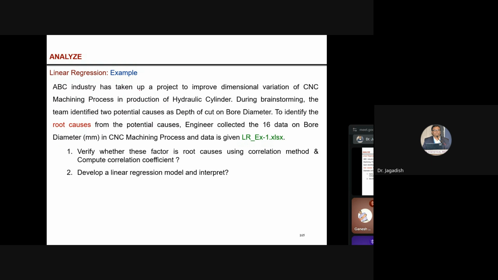ABC industry has taken a project to improve the dimensional variation of the CNC machining process in the production of a hydraulic cylinder. I'm taking the same hydraulic cylinder example to understand how the Six Sigma journey helps in finding the solution. During brainstorming, two potential causes were identified: depth of cut on bore diameter, and cutting speed. Here I mentioned only depth of cut.